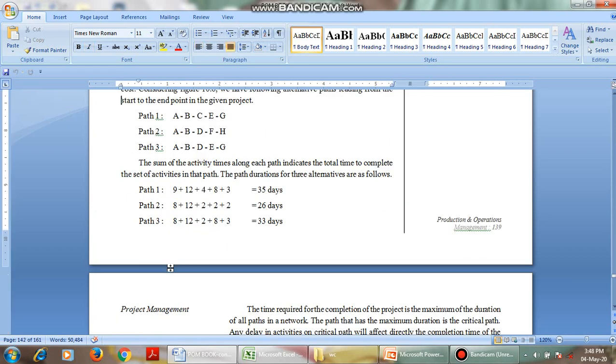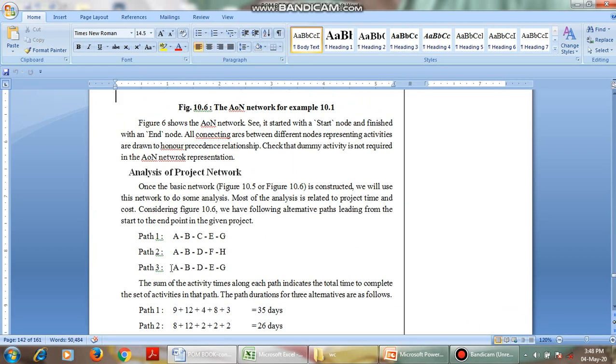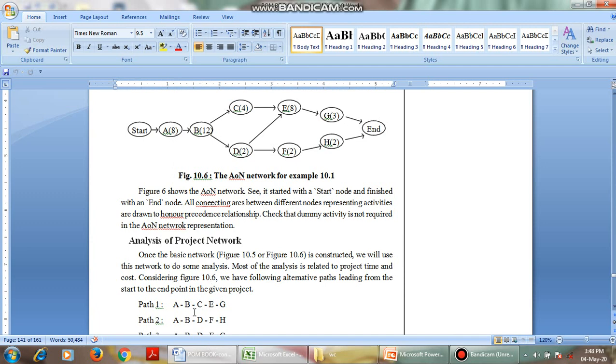See here, this diagram, we will analyze the diagram. Path 1: A, B, C, E, G, end of the path. The second one: A, B, D, F, H, end. The third one is A, B, D, E, G, H.